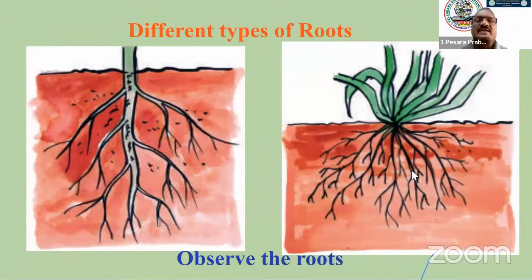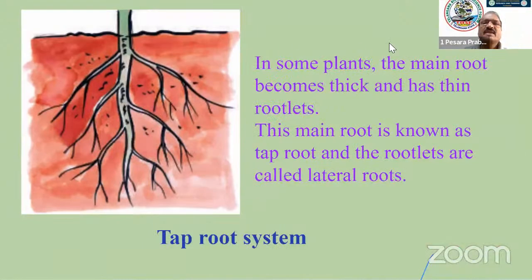So what are the differences between the root systems? And what is the name of that root system? How will they look? We will discuss. See, the first one, in some plants, the main root becomes thick and has thin rootlets. See here, this is the main root. I think you are observing my cursor. This is the main root. Yeah. These are the rootlets.